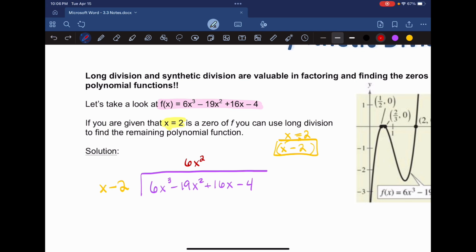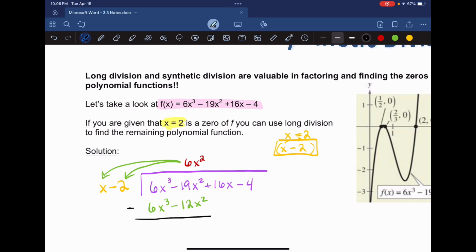Okay, so now just like our long division, we're going to multiply now. So I'm going to take this and I'm going to give it to both things in my binomial. So 6x squared times x gives me, and I probably should have used a different color here, so let me just change my colors. Okay, so again, I'm multiplying that number now by my binomial. So I have 6x squared times x. That gives me 6x cubed. Then I have 6x squared times negative 2, which gives me a negative 12x squared.